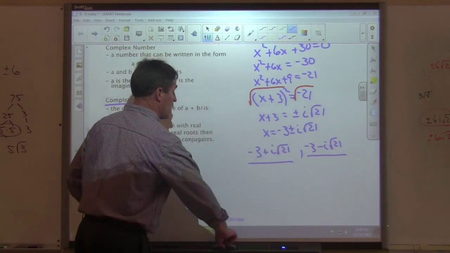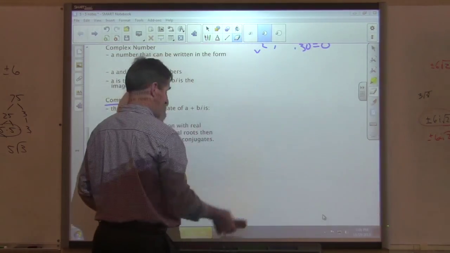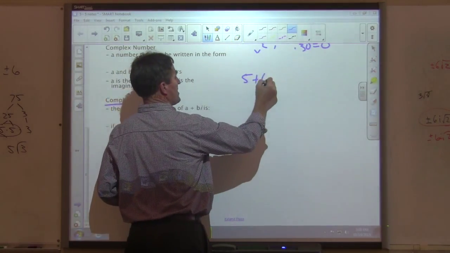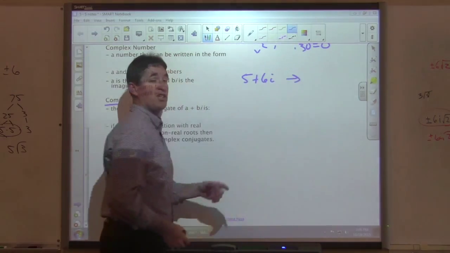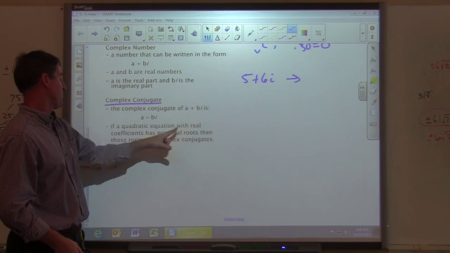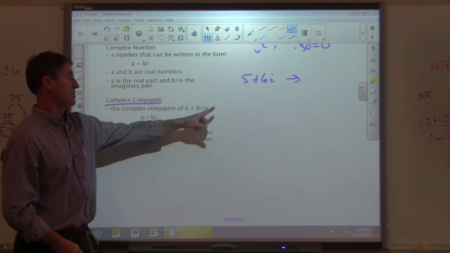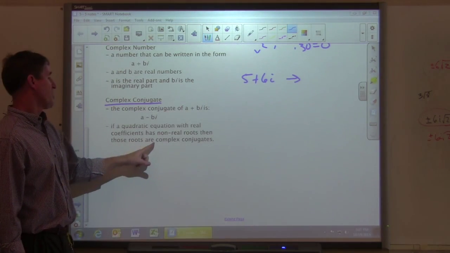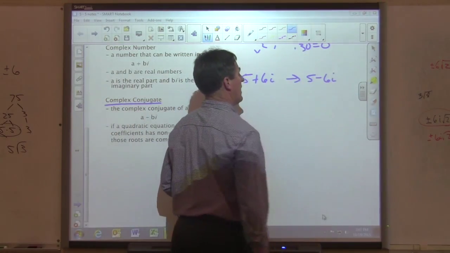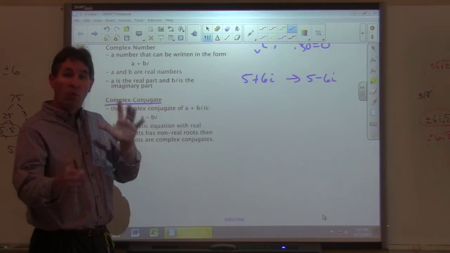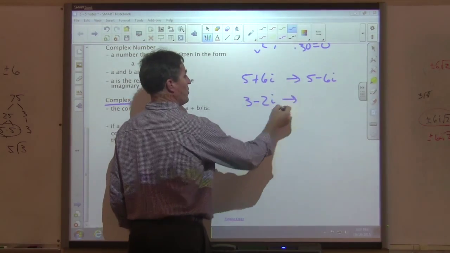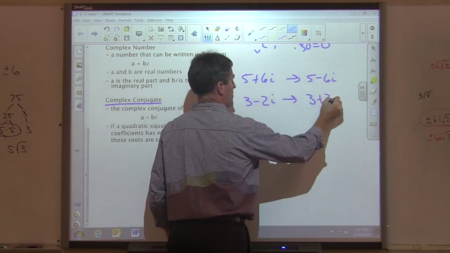Now, it seems really easy. They're going to say, one of your roots is 5 plus 6i, and they're going to ask you, what does your other root have to be? As we look at this, if a quadratic equation with real coefficients has non-real roots, this is a non-real root, then those roots are complex conjugates. So if we have one, we have to have its complex conjugate, which would be 5 minus 6i. Ways they can make this so you can make a mistake, they could go 3 minus 2i. Well, again, it's just the opposite, 3 plus 2i.